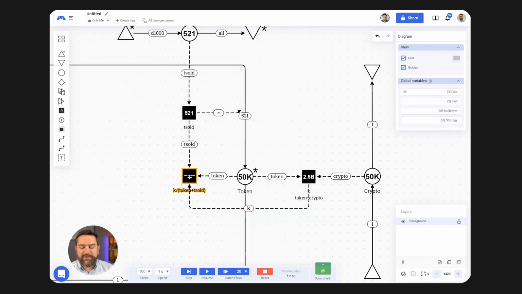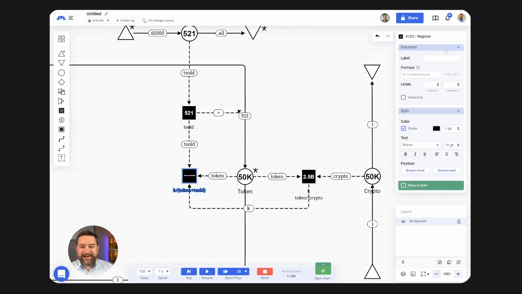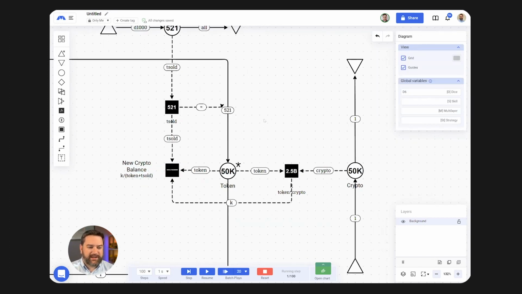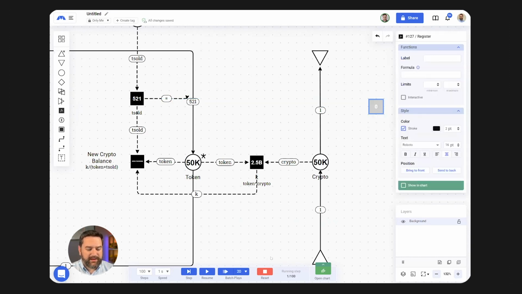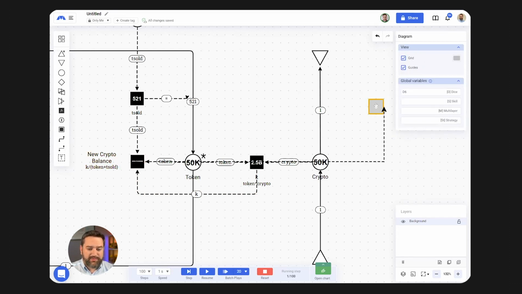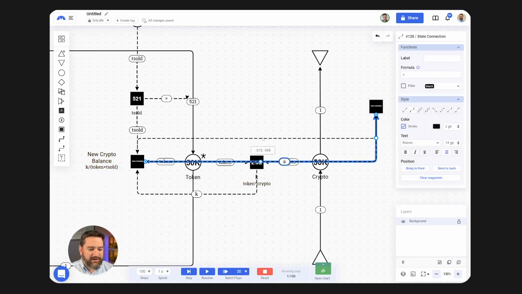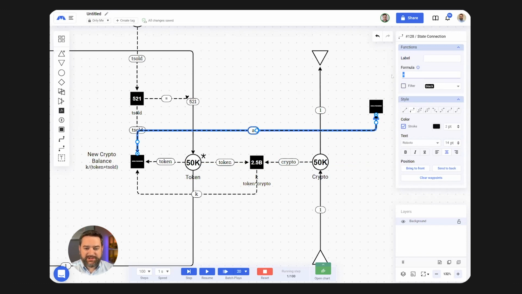And once I finish this off, we'll go through it a couple of times just to make sure that the logic is making sense. So this now gives us a new balance. I'm going to call this new crypto balance in this register. And then I'm going to add another register over here. And from here, I'm going to run a state connection. I'm going to call this state connection new crypto.